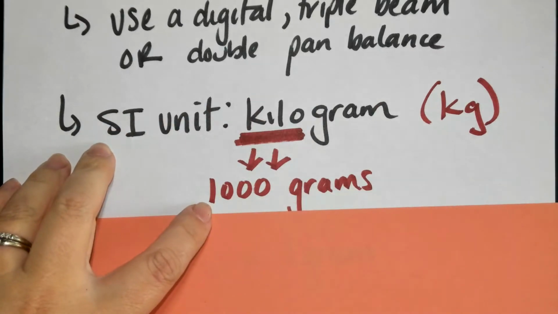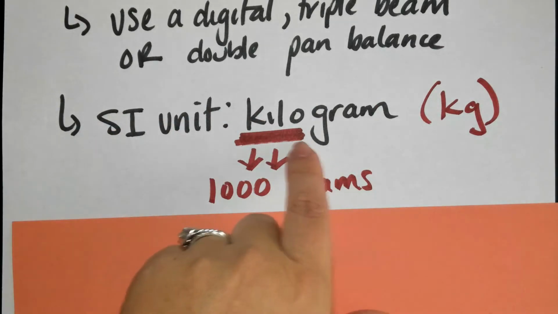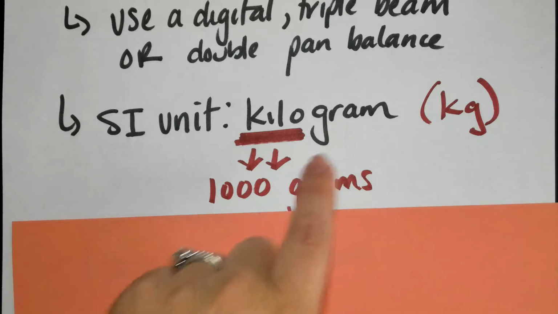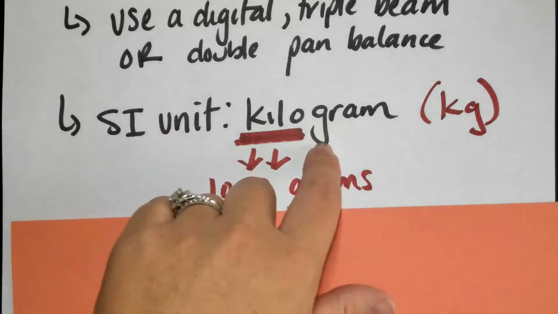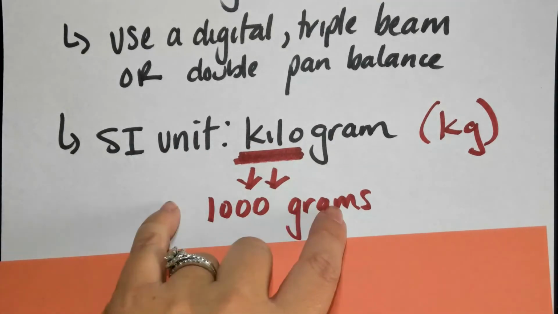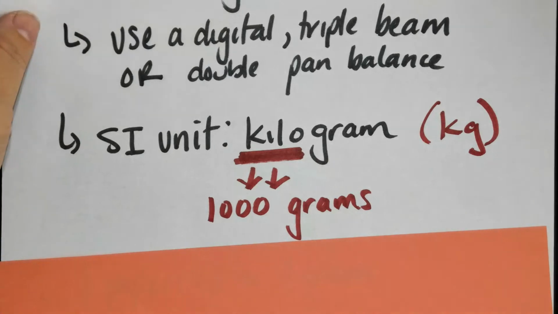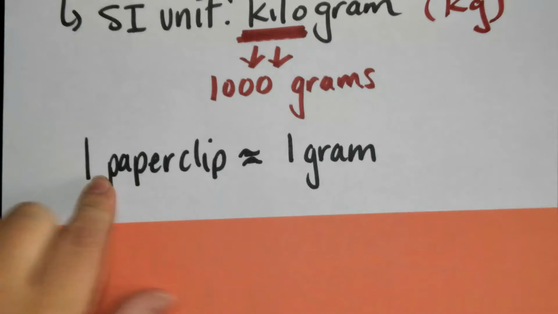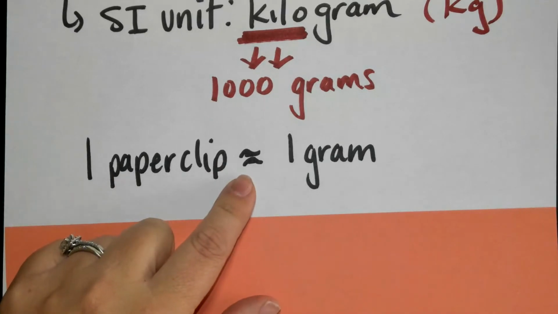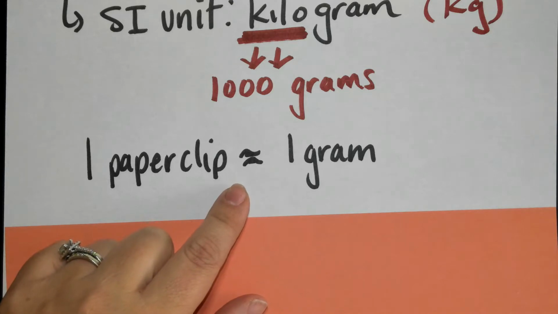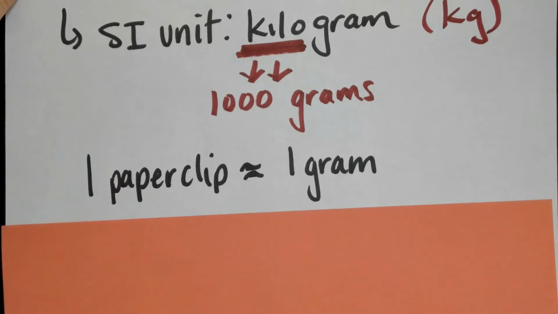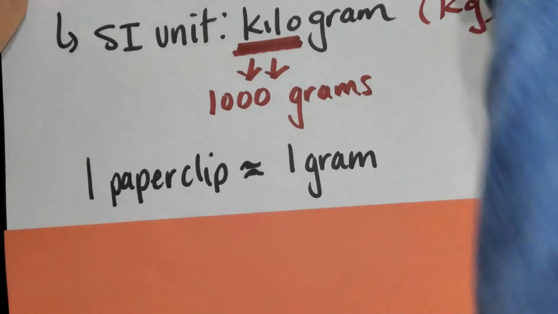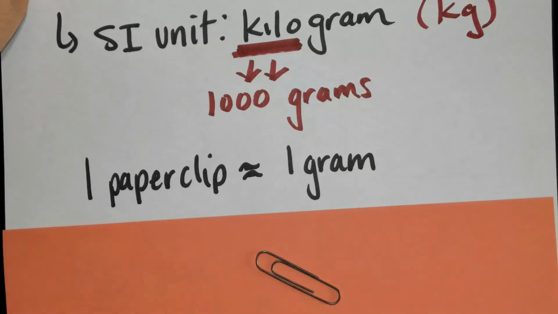Notice there is a prefix, okay? Kilo means 1,000, so the SI unit for mass is basically 1,000 grams. We're basing everything off of 1,000 grams, okay? Well, what can we say? One paperclip is about the equivalent of 1 gram. Okay, one paperclip is roughly the mass of 1 gram. So here we go.